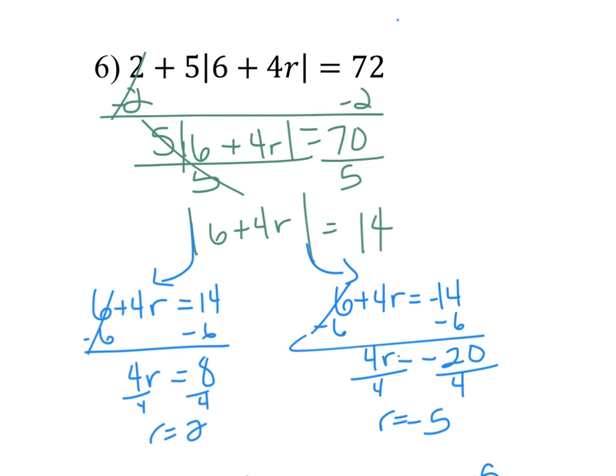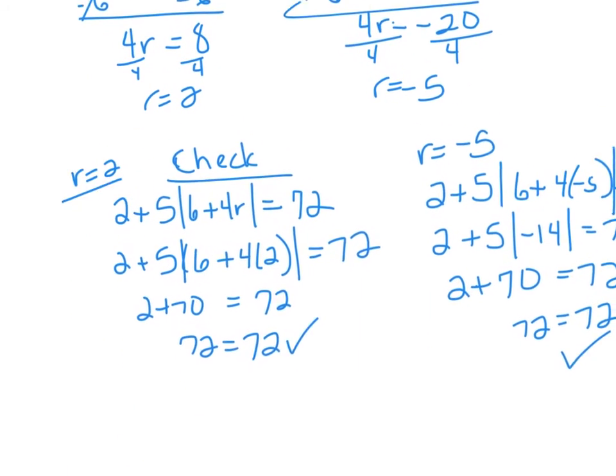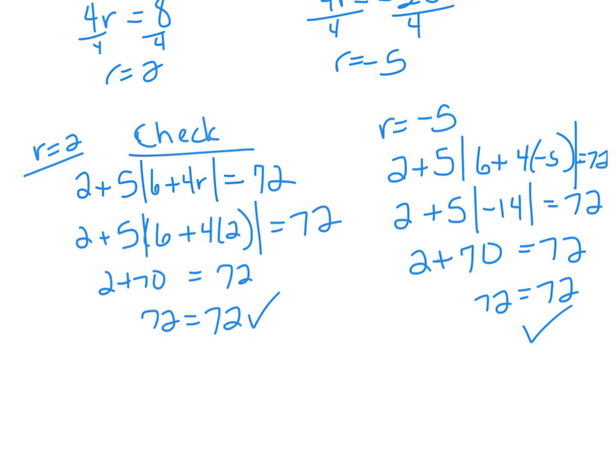All right, so you created the two equations, hopefully. This one is exactly the same. 6 plus 4r is 14. This one, the only thing that changes, remember, is that 14. And you solve, you should have gotten two answers, 2 and negative 5. Okay, when we check them, they both work.